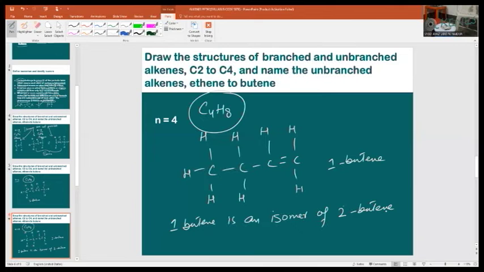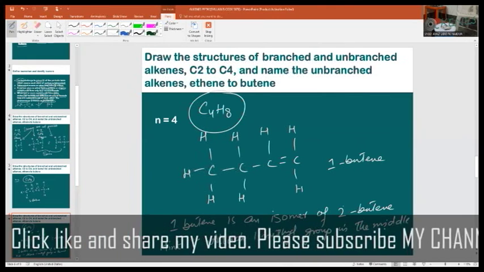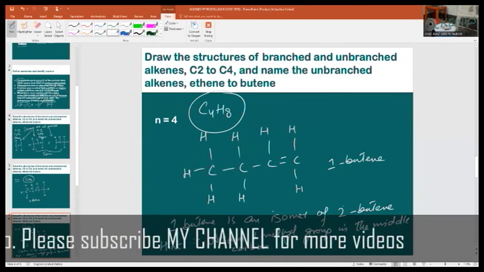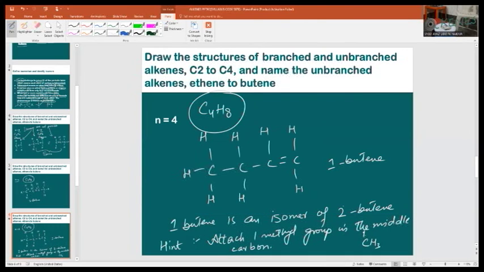Can you draw one more isomer of butene? I can just give you a hint. Just attach one methyl group to the middle carbon atom. Methyl group is this, CH3. This one is the methyl group.